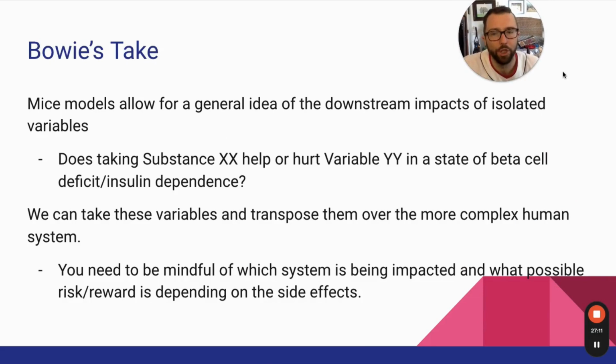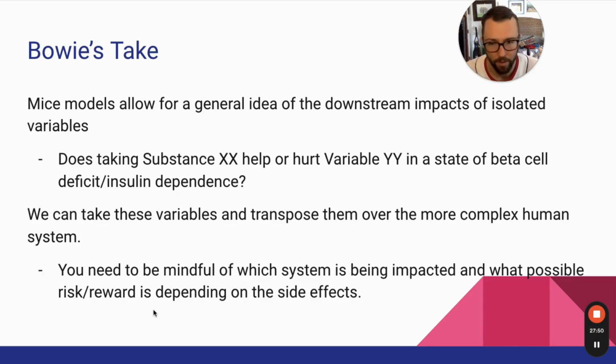And here's my general take, and just an example of this. Mice models allow for a general idea of the downstream impacts of isolated variables, right? Key word here is isolated. They have to be able to take something, connect it to something else, and definitively say that it was that and only that caused the difference. So, does taking this particular substance help or hurt this aspect of beta cell health in a diabetic state or insulin producing, non-insulin producing state?